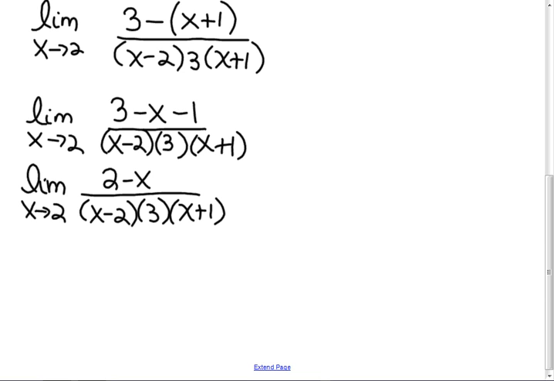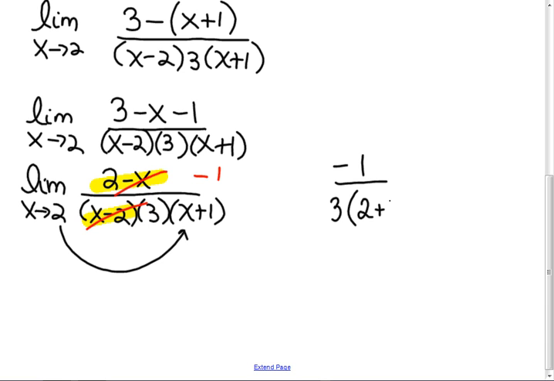Now, the 2 minus x and x minus 2 are not identical, but they do cancel out, but what do you get when they cancel? You get negative 1. Good, that's the tricky part. To me, it's the tricky part, because they're opposites. So I'm going to get negative 1 over 3 times x plus 1, but what's x? x is 2, so I'll put a 2 in there. So it's negative 1 over 3 times 3, or negative 1/9.